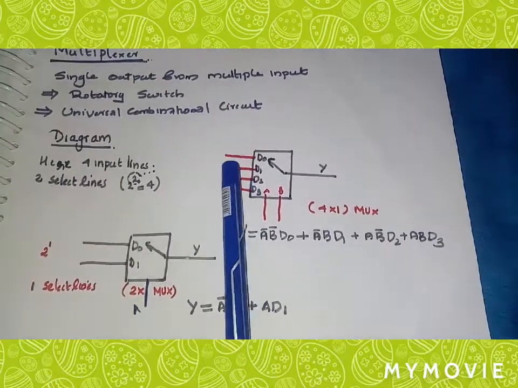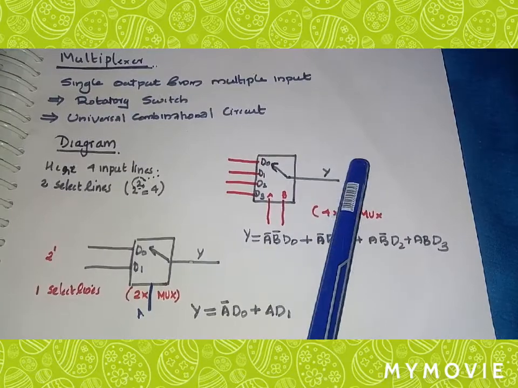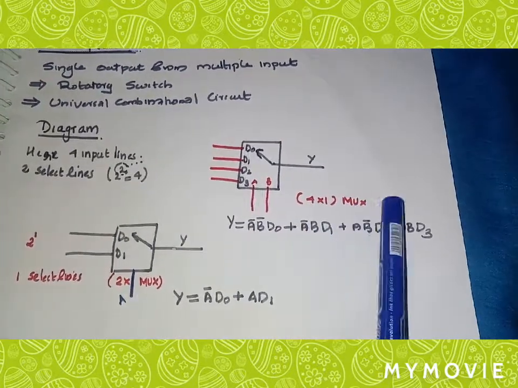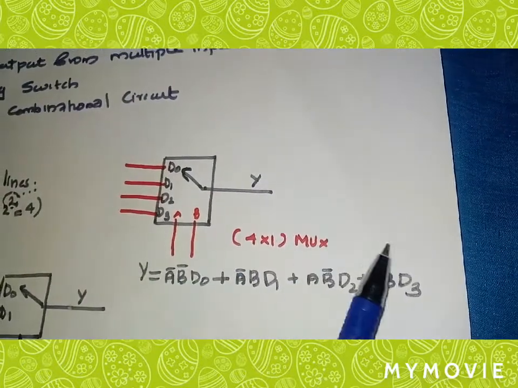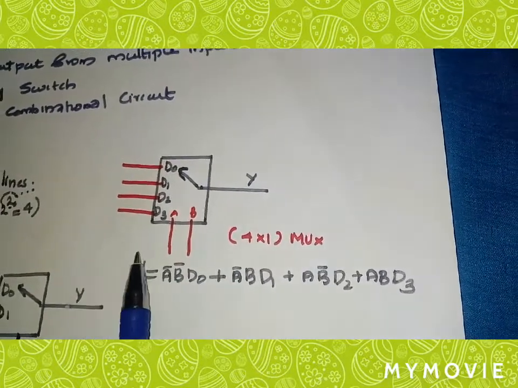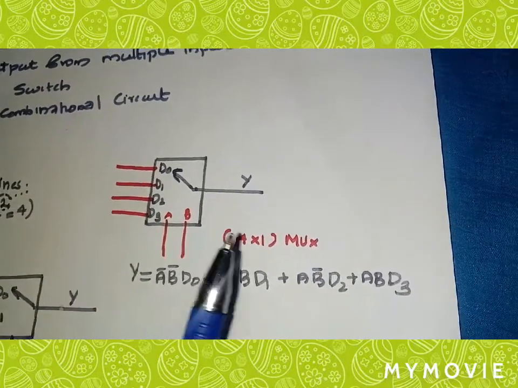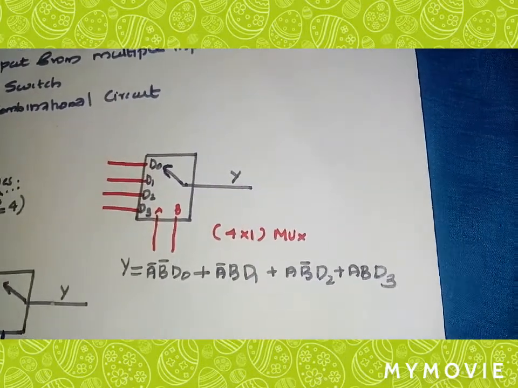4 inputs, D0, D1, D2, D3 are the inputs and Y is the output. A and B are the select lines. 4 by 1 mux is the representation. The output of this multiplexer is represented by A bar B bar D0 plus A bar B D1 plus A B bar D2 plus A B D3.